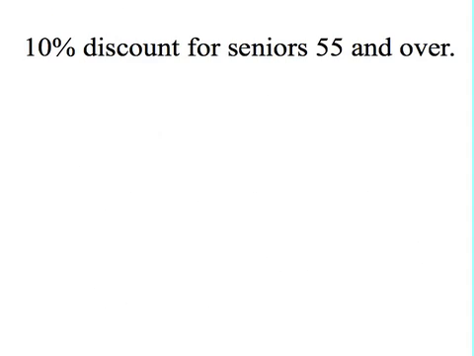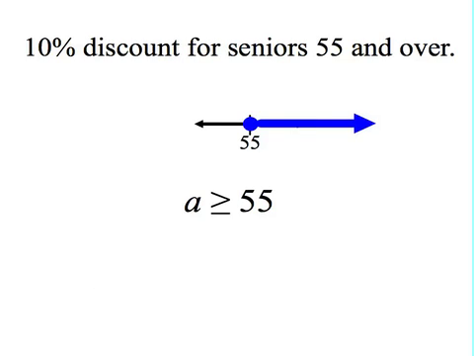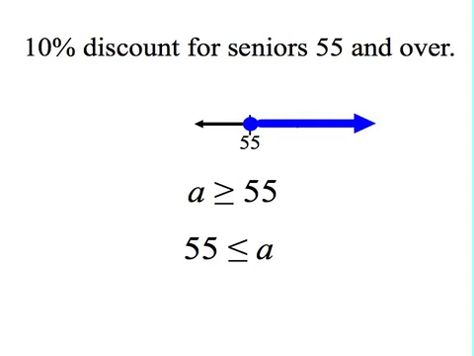And here's another one. We're going to give a 10% discount for senior citizens 55 years of age and over. So there's the graph. The 55 is colored in because it includes people 55 and also people older than 55. Here's how it's written without a graph. A is greater than or equal to 55, and it could also be written 55 is less than or equal to A. And now we'll talk about something called compound inequalities.